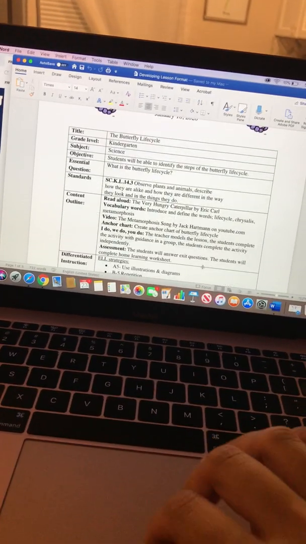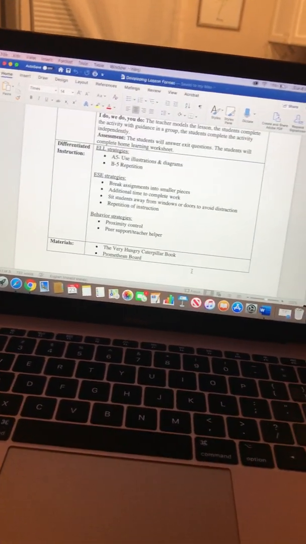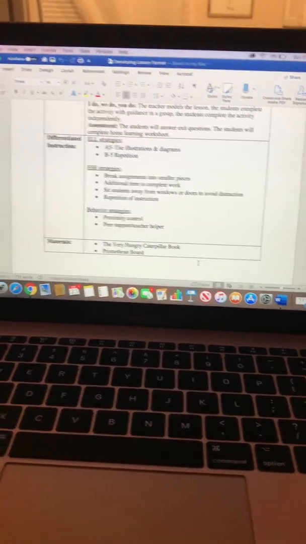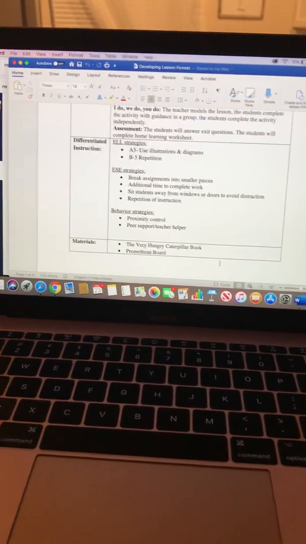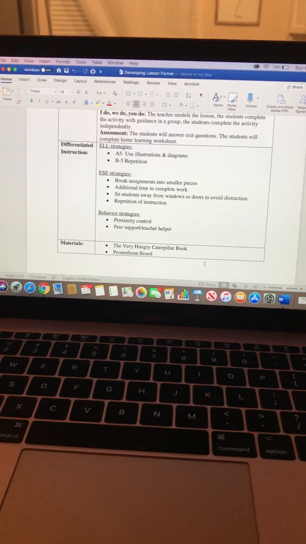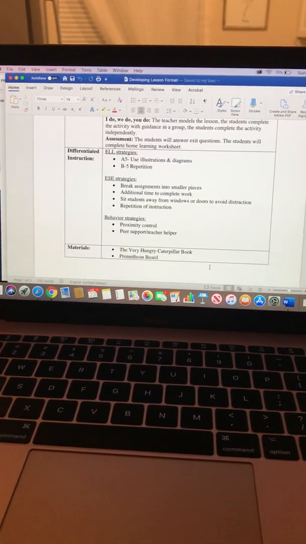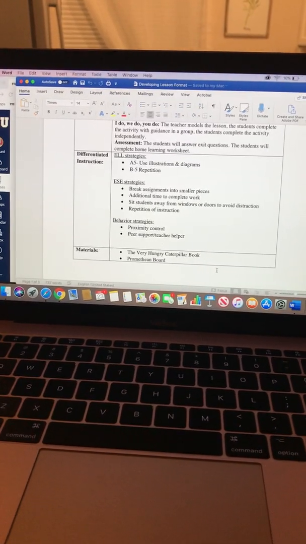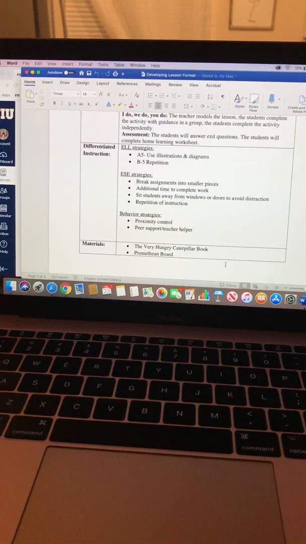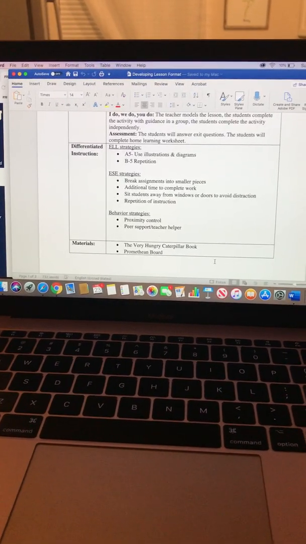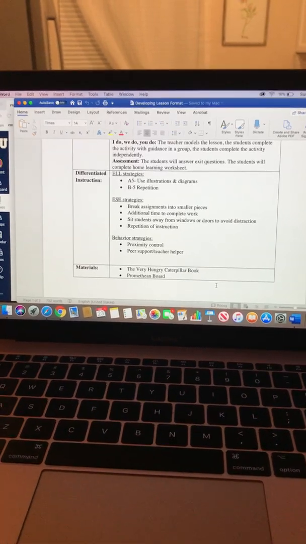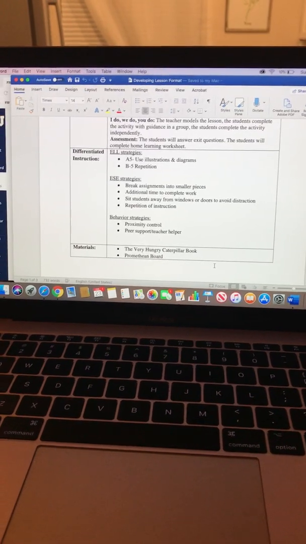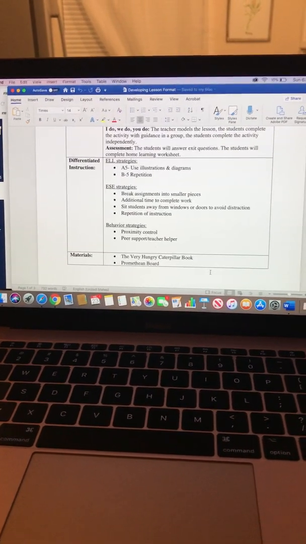For this Microteach, she wanted us to really go over the differentiated instruction and how we would reach those different learners that we have in our classrooms. So for my ELL strategies, I would use illustrations and diagrams, as you saw in my first Microteach. I showed you those anchor charts that I would make and use for my students. Another ELL strategy would be repetition. This is really important, especially for those ESOL students, because if they don't speak English, you want to repeat the directions to them and even possibly ask them to repeat back what you're asking them to do. That's a great strategy to use in the classroom.